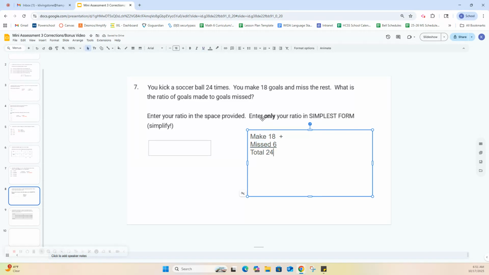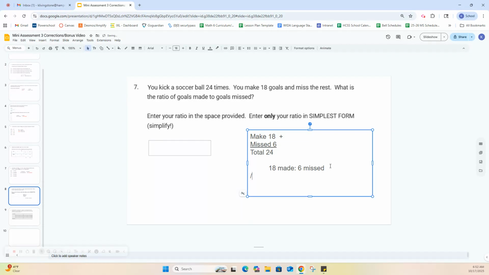So now our question, what is the ratio of goals made, which is 18, to goals missed, which is 6? Enter in the space provided and in simplest form. So now we need to think about, what can I simplify 18 and 6 by? This is where that greatest common factor comes in. So think of the biggest number that you can divide 18 and 6 by.